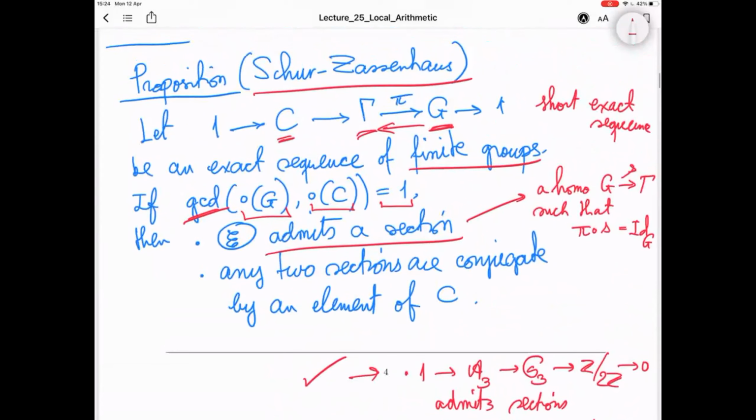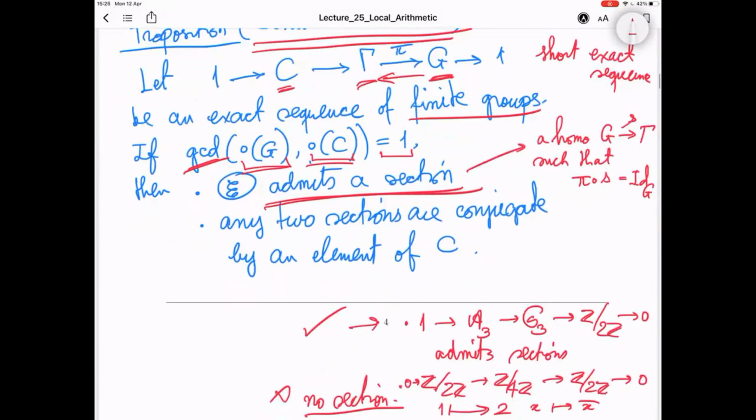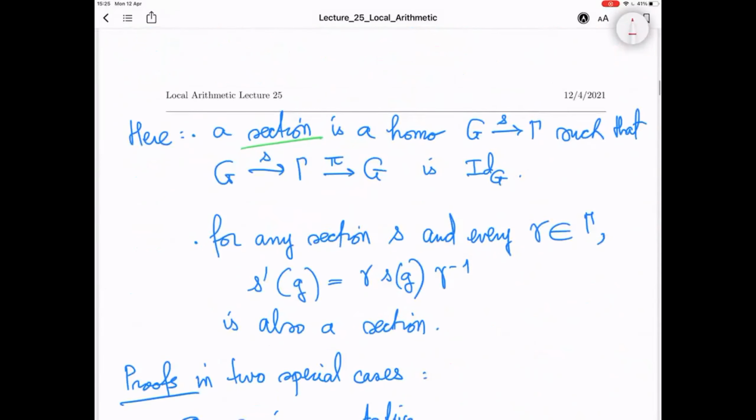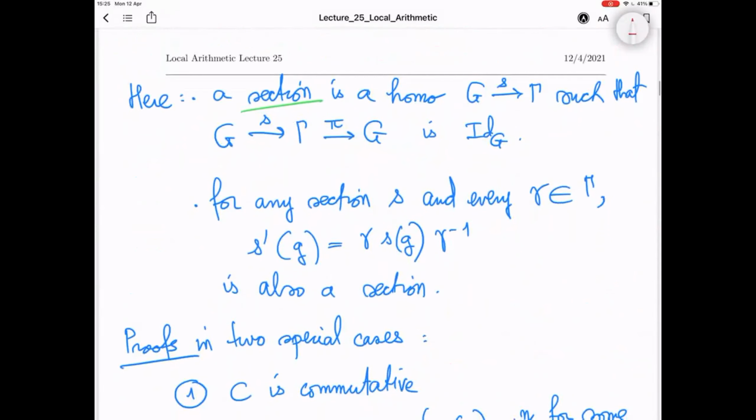The theorem of Schur and Zassenhaus says that if it's a short exact sequence of finite groups, and if the order of the quotient is prime to the order of the subgroup, then there are always sections. And not only that, any two sections are conjugate by an element of C. So maybe this is elaborated here. Yeah, so it's explained here further.